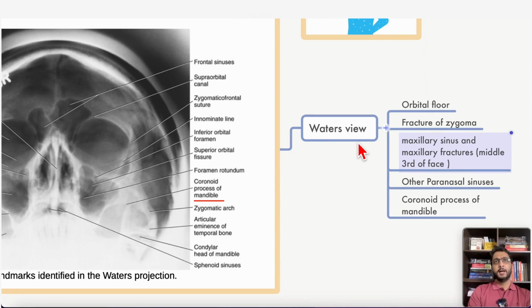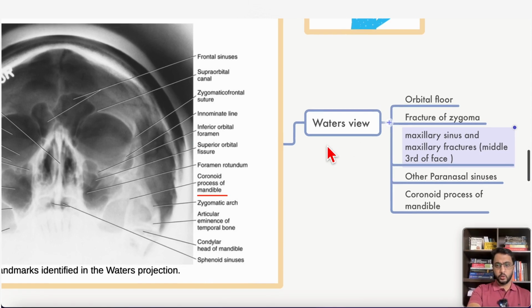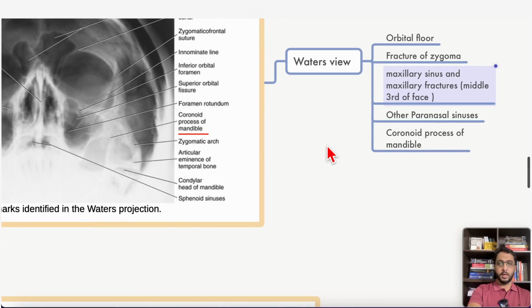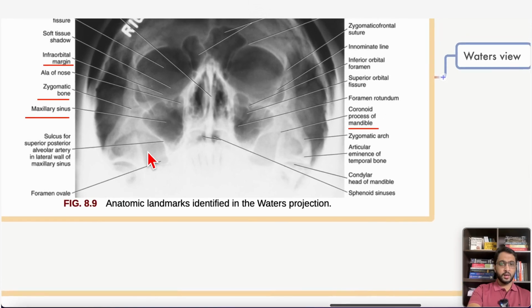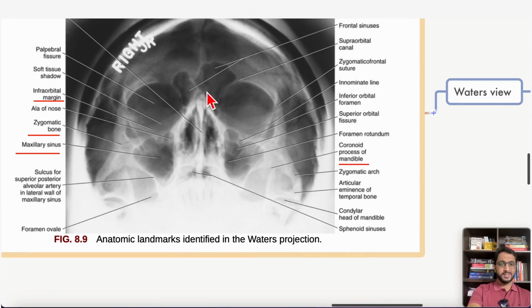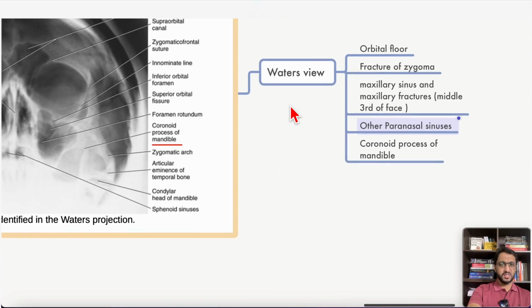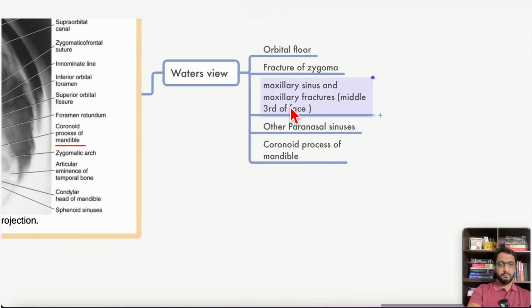I think in the option given, there was no lateral ceph. So if there is no lateral ceph, Waters view can be an option, no doubt. Now other paranasal sinuses also can be visualized here. If you just see there, a little bit of frontal sinuses here like that, but majorly your maxillary sinus.